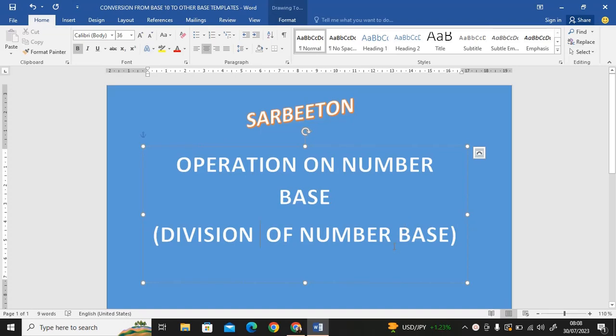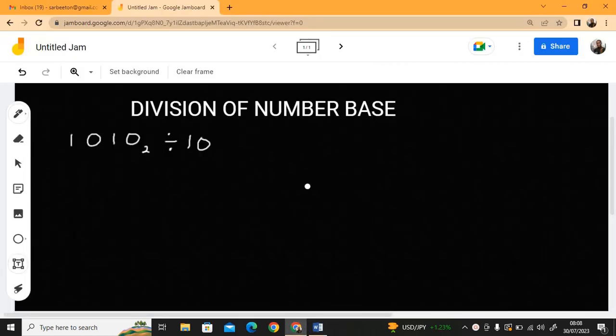The final part under operation of number base: division of number base. So how do you go about it? There are two ways you can do division of number base, but I think the second way is what most teachers will allow their students to do, because you are now in senior secondary school. You shouldn't be doing things in the old way. There's a new way to solve this.